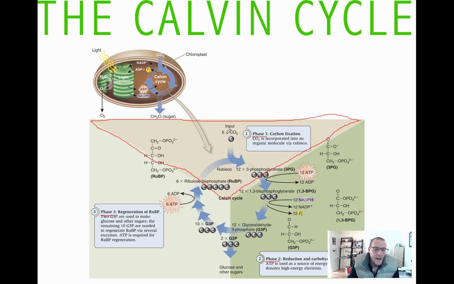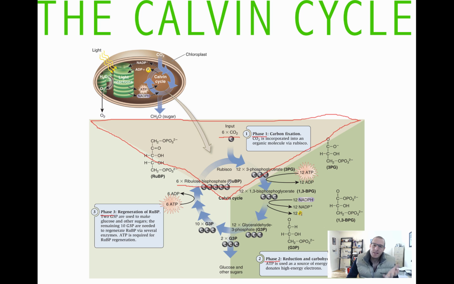Okay, so what's going to happen is we're going to take 6 molecules of carbon dioxide. Now, there are different ways you can look at the Calvin cycle. This is but one way. We're going to look at 6 carbon dioxides coming into the Calvin cycle, and so what we're going to do is we're going to take each of those carbon dioxides and we're going to add them to a molecule called ribulose bisphosphate, which is down here, abbreviated RuBP, and RuBP has 1, 2, 3, 4, 5 carbons.